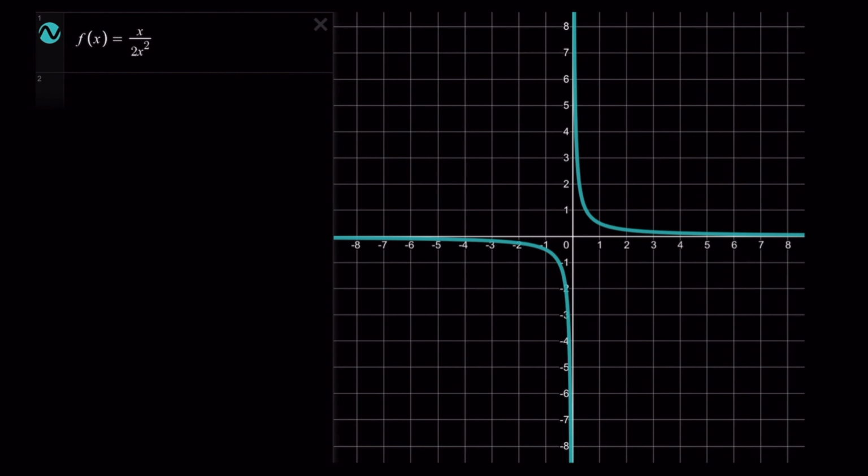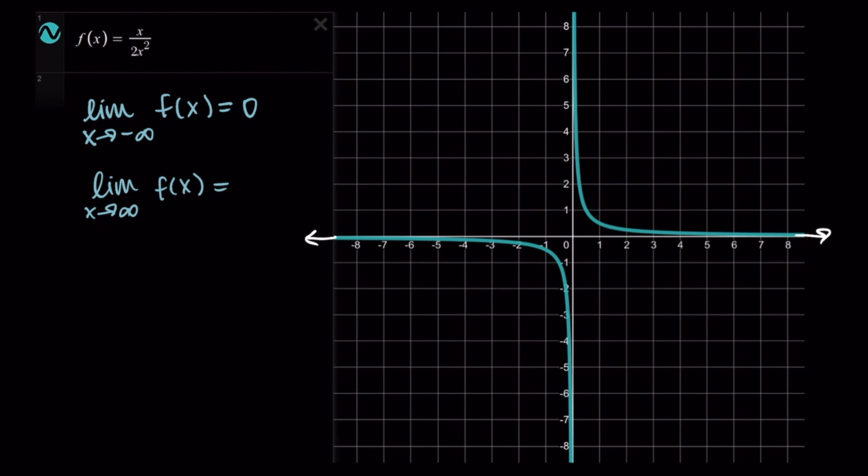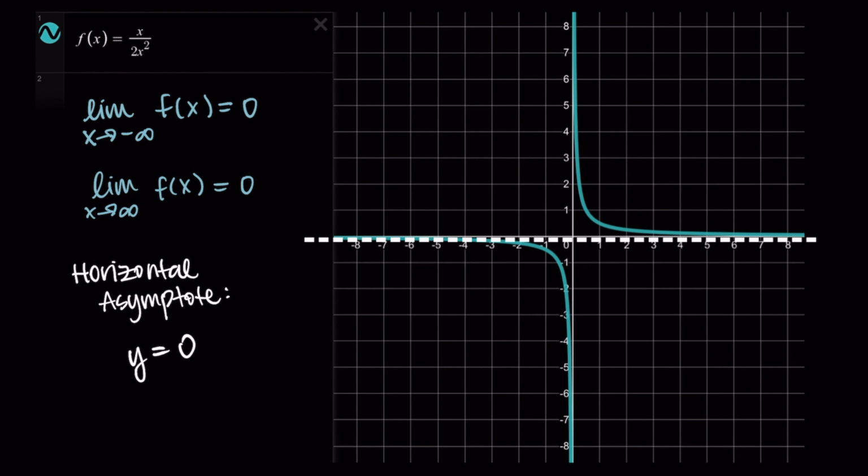So let's start with f of x. This is x over 2x squared, and I have the graph here. As we look to the left-hand side, I'm seeing that the output values approach 0. Similarly, on the right-hand side, my output values also approach 0. So both our limit as x approaches negative infinity and our limit as x approaches positive infinity are equal to 0. So here we have a horizontal asymptote at y equals 0. That end behavior where both of the ends are approaching 0 as the output, we write this as y equals 0, which is the equation of that horizontal line for the horizontal asymptote.